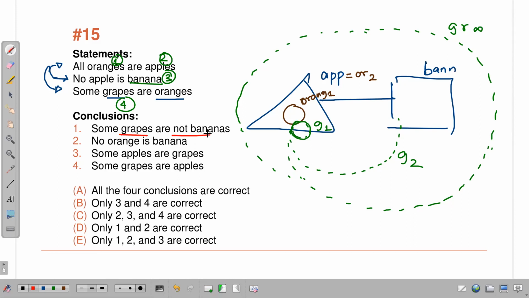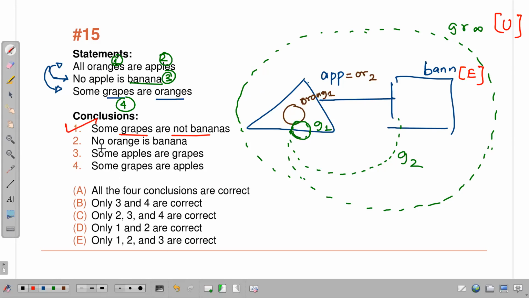So some grapes are not bananas. True, because again, isn't this a universe kind of situation? The grapes are the universe and the banana is the earth. So some universe is not earth. In any possibility, can you make a grape equal to banana? Because grape has to intersect orange, and orange is inside apple, so orange cannot go outside apple. So in any case, you cannot draw banana and grape to be equal, which would have nullified this. So this is definitely true.